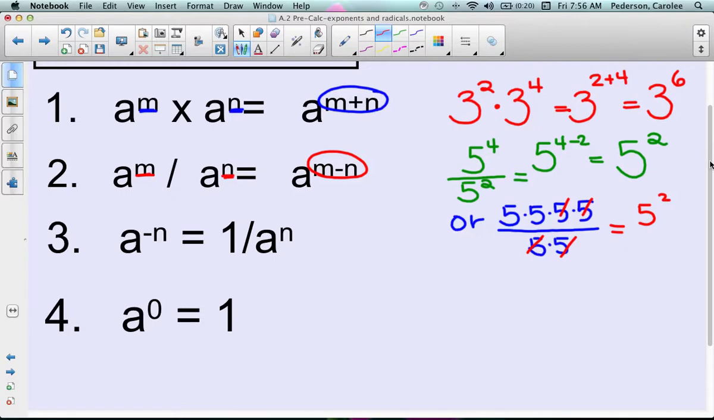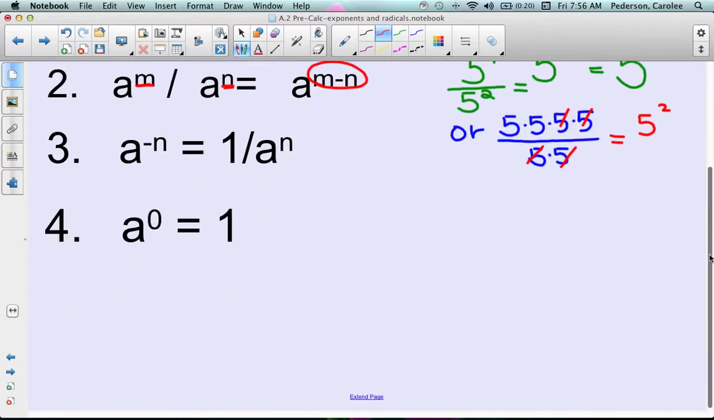All right, the next property is when you have a negative exponent. We don't want you to leave an answer with a negative exponent, so you can rewrite it as 1 over a to the n. So an example might look something like this. 5 to the negative 2 power. How you rewrite it is 1 over 5 to the positive 2 power.